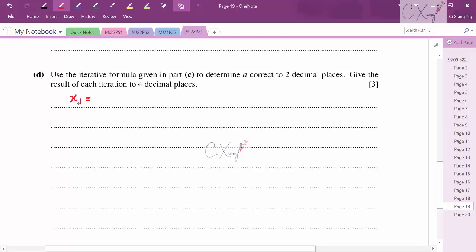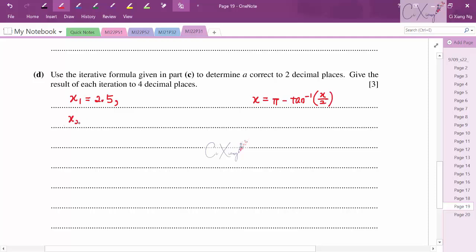To get the initial value, generally for this question, they didn't give us any initial value, so you can use any value that is between 2 to 2.5. For myself here, I'm starting with 2.5. All right, so the iteration formula that we are using is this one, given in part C, right? x equals pi minus tangent inverse of x over 2. This is my iteration formula.